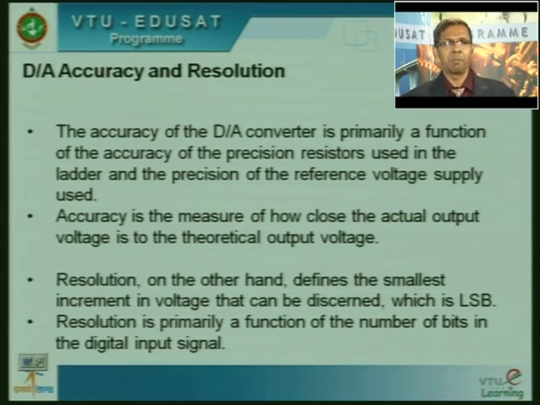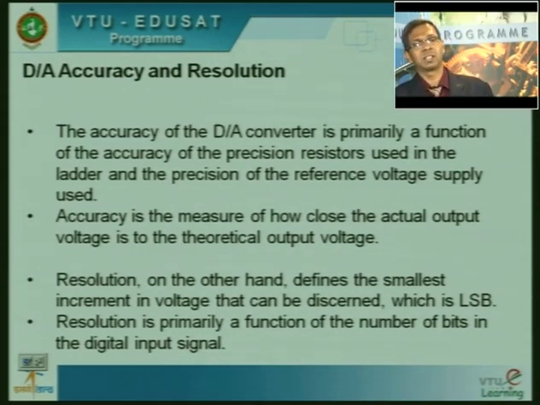You can't have 100% accuracy at all times. There are going to be inaccuracy issues wherever required. So we can say accuracy is a measure of how close the actual output voltage is to the theoretical output voltage. Where can the variations arise from? The variations can arise from the variation in the values of resistors R and 2R, plus variation in the reference voltage. Even though we are using a level amplifier and reference voltages, there can be variations in supply voltages and it can change.